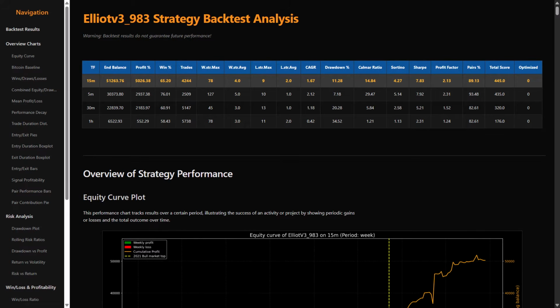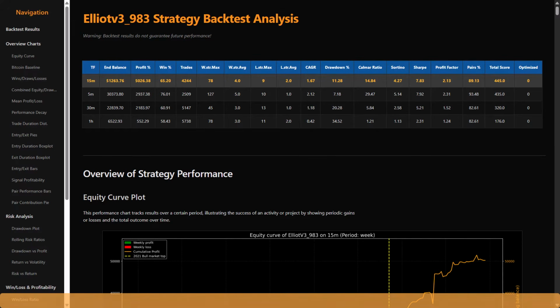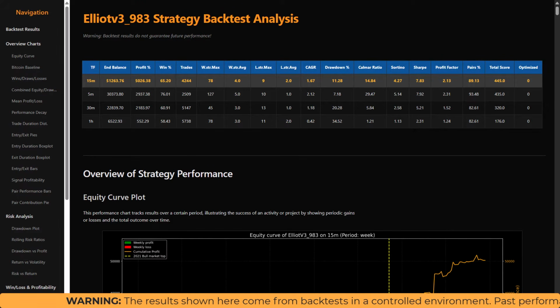And as you can see, this version scored better on the 15-minute time frame than on the 5-minute time frame on which these settings are made. This version has a hypothetical profit of over 5,000% with a win rate of 65% and a drawdown of 11%. Calmar, Sortino and Sharpe have very optimistic numbers, and the amount of pairs that favor this algorithm is 89%.